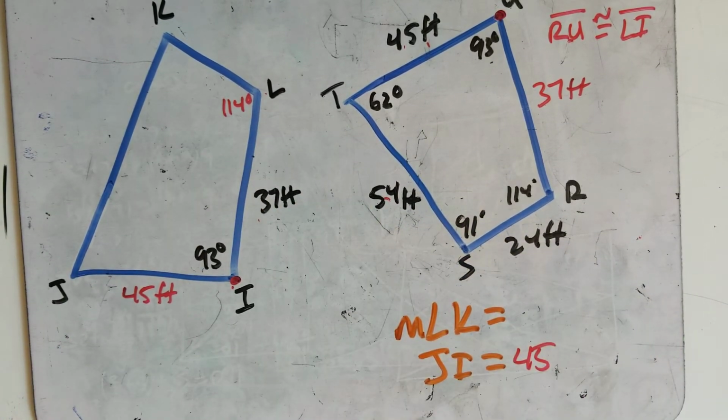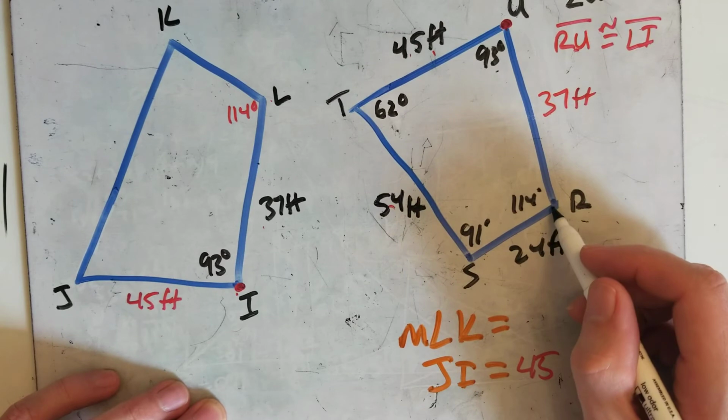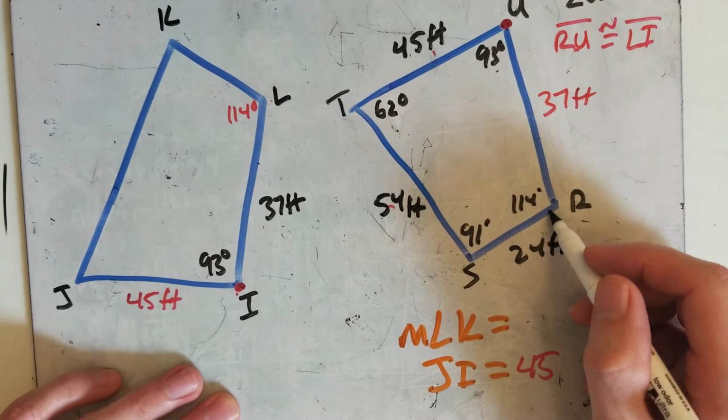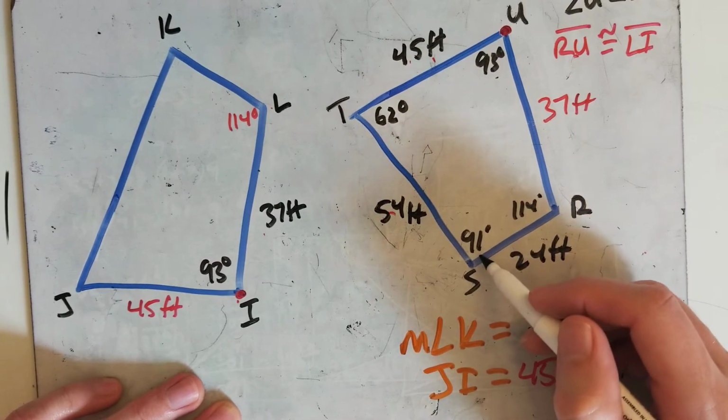We need to find angle K. You can do that a couple ways. One way is you have the angle R. If you look at the two angles that are next to the angle R, you have angle U and angle S within the polygon.